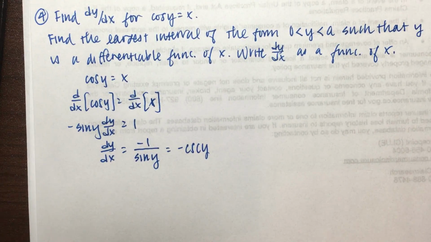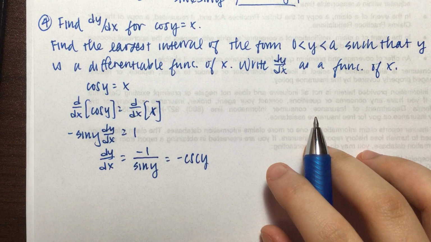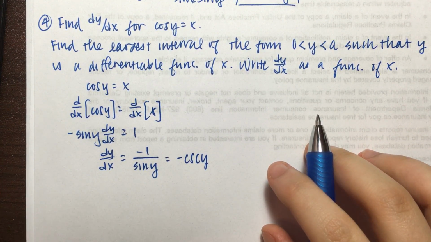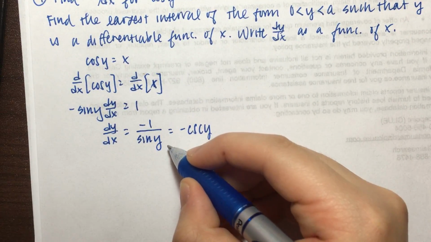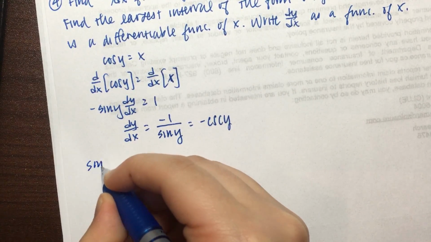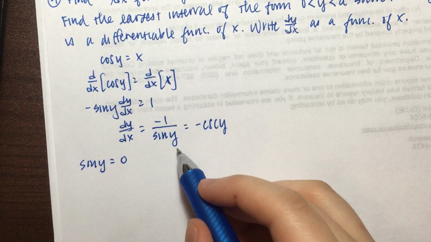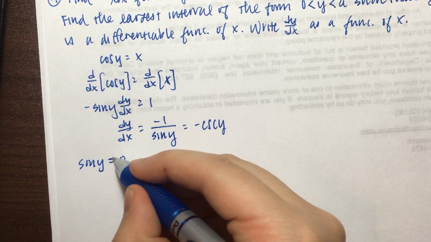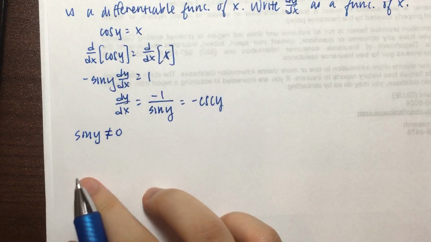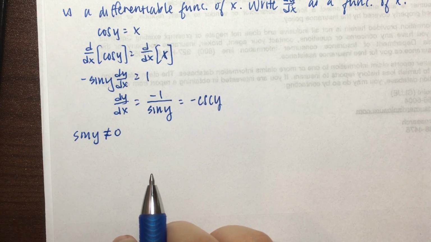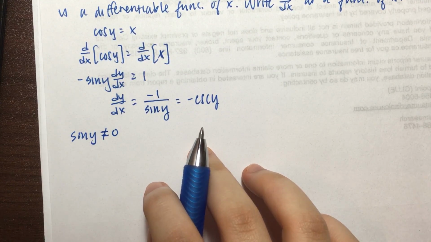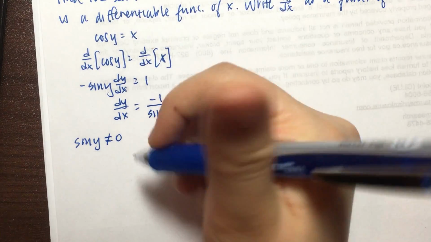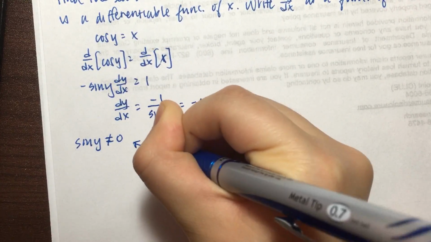Okay, so y is going to be a differentiable function of x when it's not undefined. To find where it is undefined, you would set the denominator equal to 0. So this is what y can't be. Sine y cannot equal 0. And so where does sine y equal 0? Sine y equals 0 every pi n.